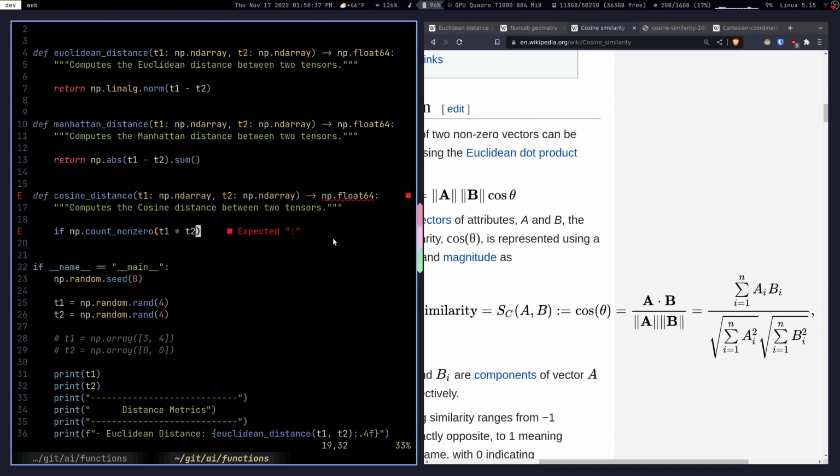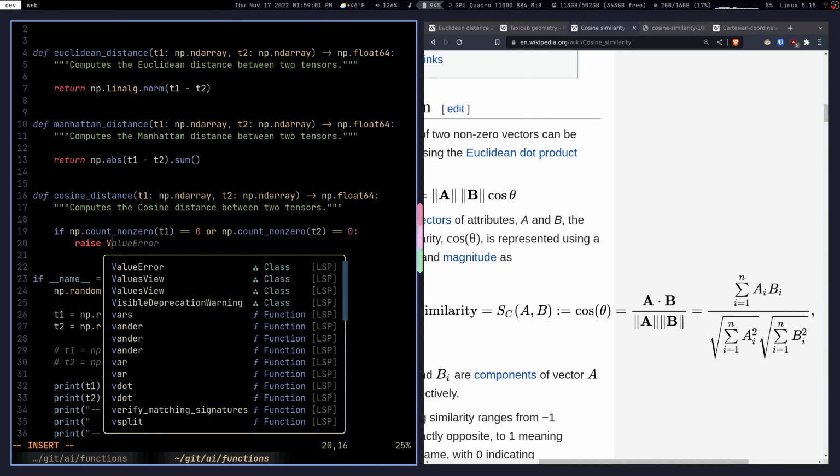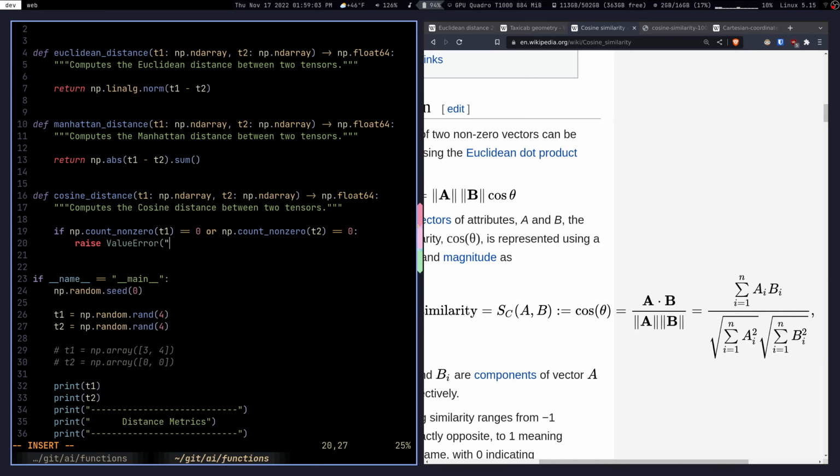Actually, what would be a better way? I think the multiplication itself may not be the best. I think what we can do is verify it this way: np.count_nonzero of T1, or np.count_nonzero of T2. So if this equals 0 or that equals 0, we're going to raise maybe a ValueError: cosine distance is undefined for 0 tensors. Something like that. Okay.